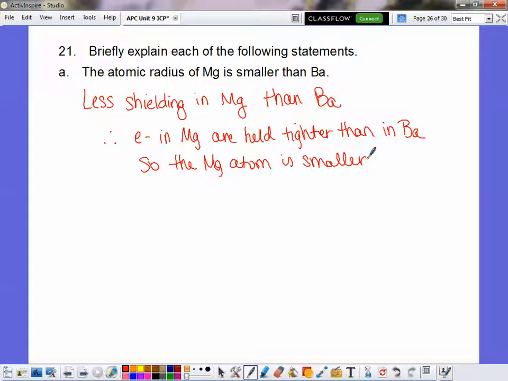Okay? In order to get full credit on a lot of these free response questions where it's asking a comparison, you have to mention both. If you just mention one, it's not a complete enough answer. Okay?